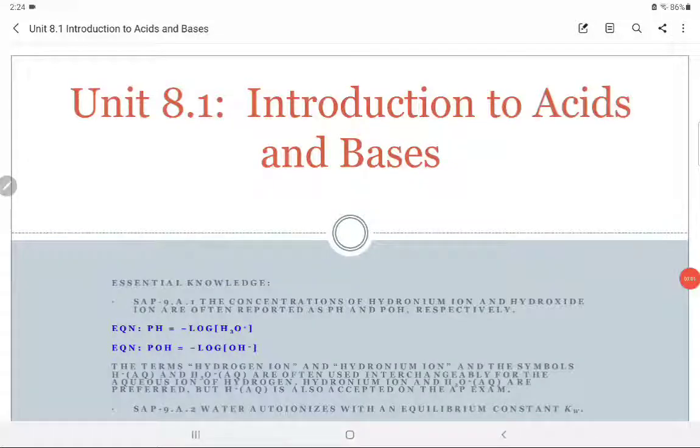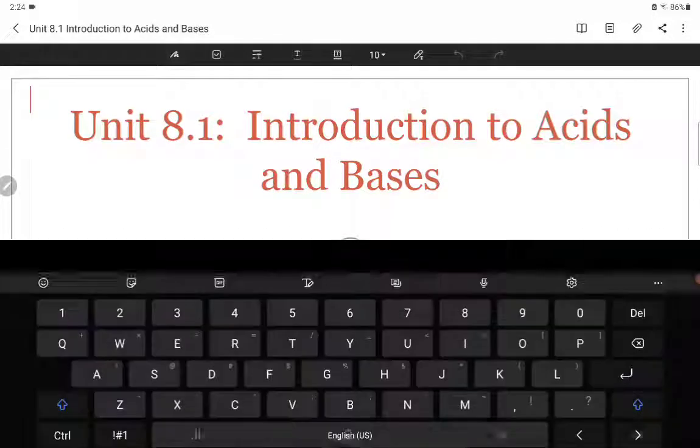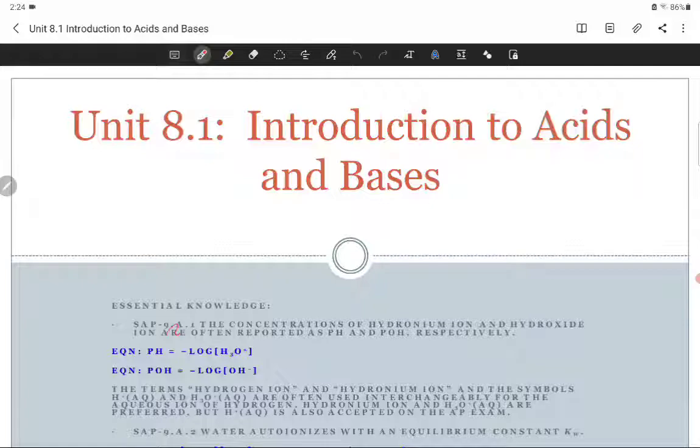Okay, well today we'll start Unit 8, Introduction to Acids and Bases. And you may have had a little bit of acid-base chemistry last year in first year chem. We're going to use a couple different equations. These are in your equation sheet. Well, the first one is in your equation sheet.